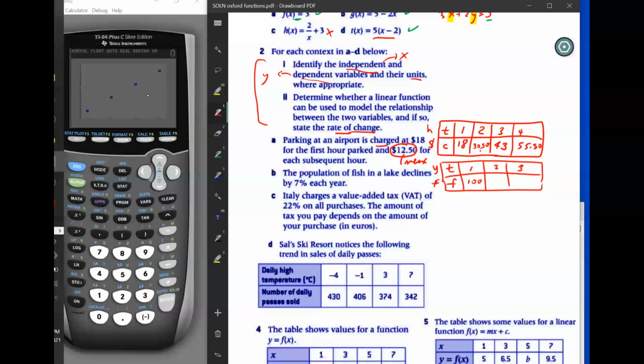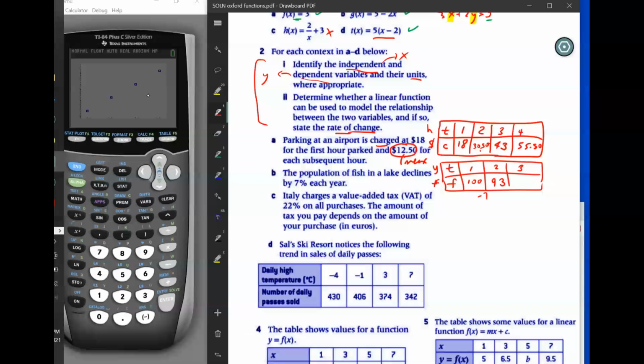Oh, I'm so glad we chose 100 because 7% of 100 is 7. We didn't even need to use a calculator. So it says it declines by 7% each year. So the first year it's going to decline by 7 to 93, right? And then the next year, is it going to decline 7 again?